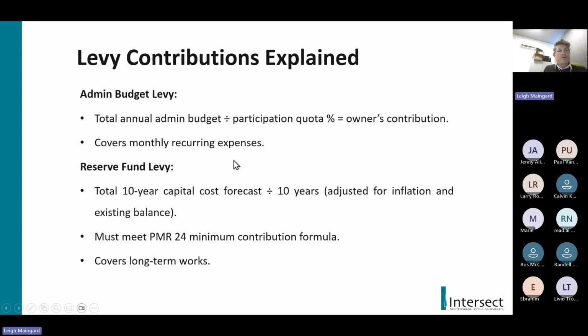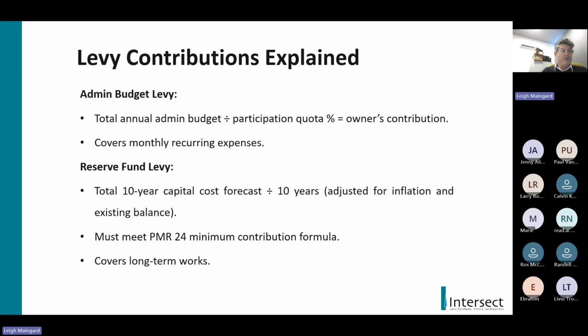When we look at levy contributions, pretty simple, I think. If you look at the admin budget, the total annual admin budget, what we normally do is we divide it by 12 to get a monthly figure, and then each person's participation quota as a percentage is then calculated to give the owner's contribution in terms of their levy.